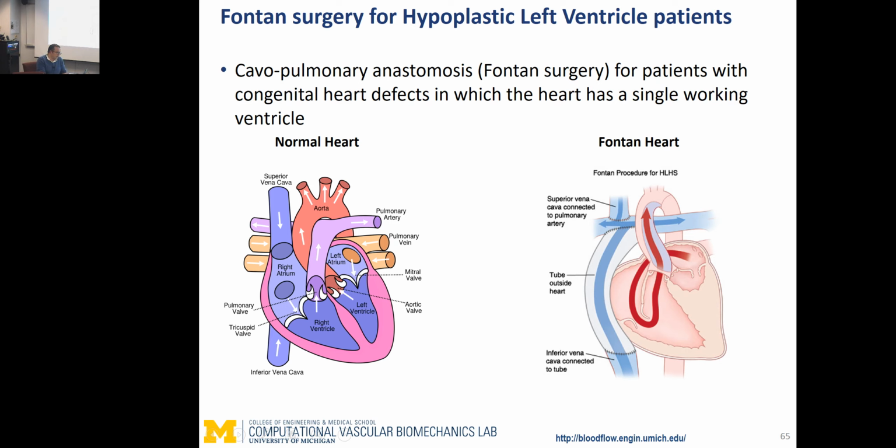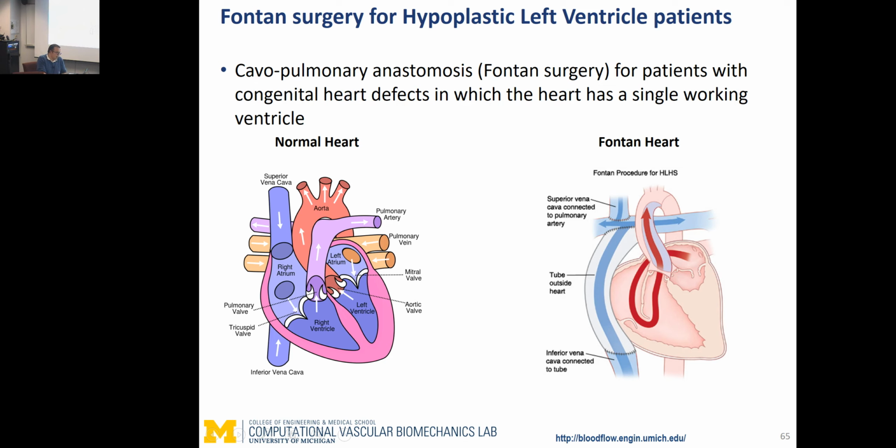Here you're looking at the final result after 2 or 3 operations. What they do is plumbing, basically. The aorta, which is the main vessel that takes blood to the body, is hooked up to the one ventricle that works.